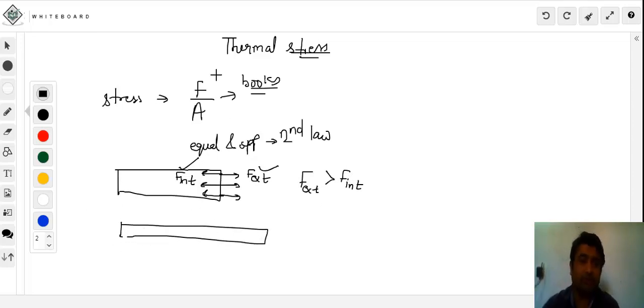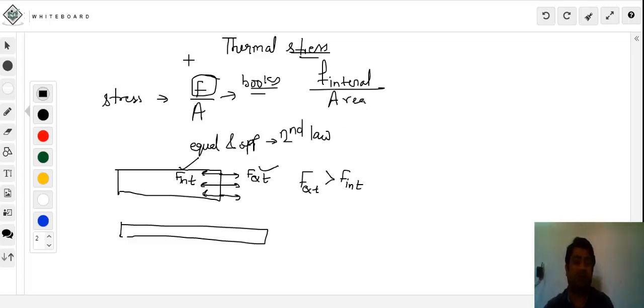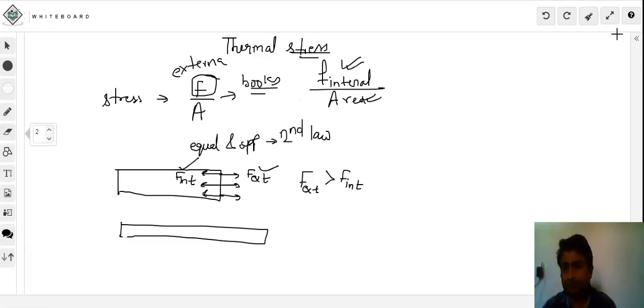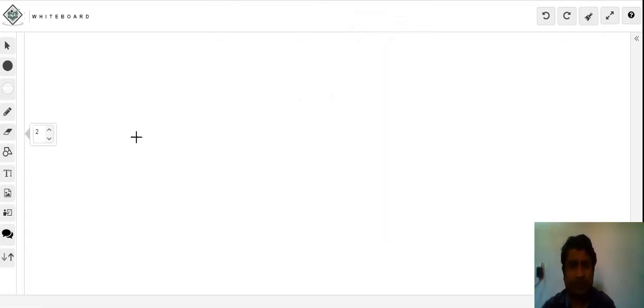Understood? Is it clear? So actually what is this force? This force is defined as internal force upon area. Understood? This is not the external force. This is internal force upon area. Is it clear? Now we will come back to thermal stress.